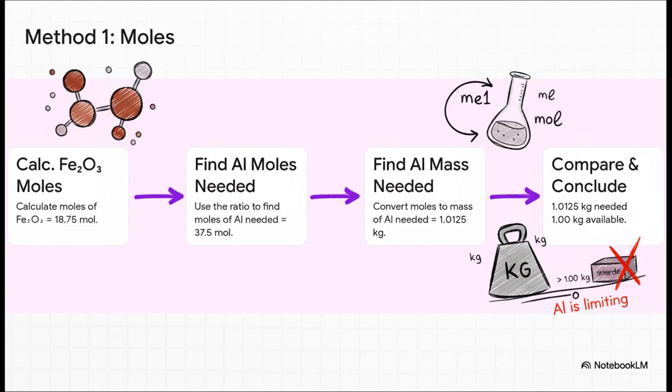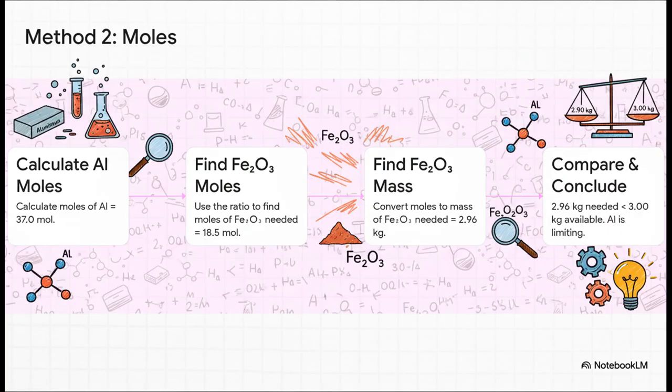The strategy here is to assume all the iron oxide reacts and then calculate how much aluminum we would need for that to happen. So, first step, we turn the mass of iron oxide into moles. Simple enough. Now, looking at the equation, the ratio is 2 to 1, so we need twice as many moles of aluminum. We do that calculation, convert it back to a mass, and look at that. We'd need 1.0125 kilograms, but we only have 1 kilogram. So we've just proven aluminum is the limiting reactant. Boom.